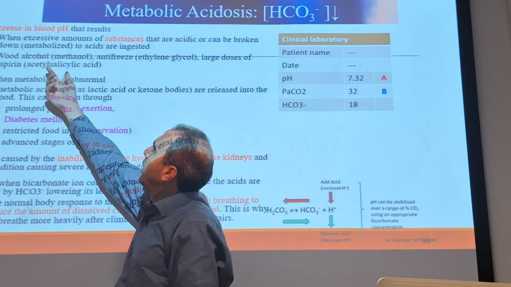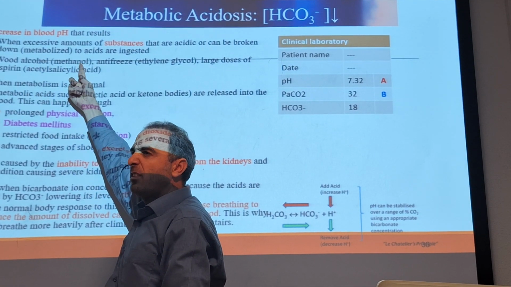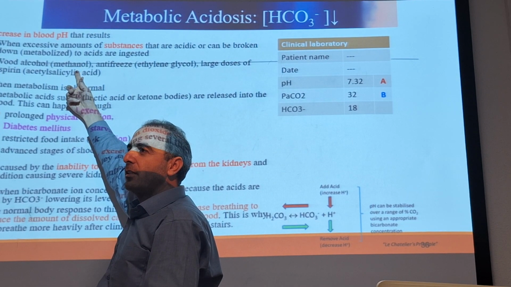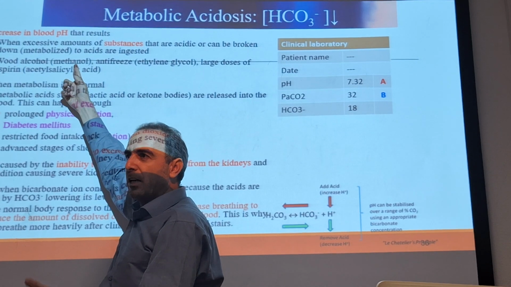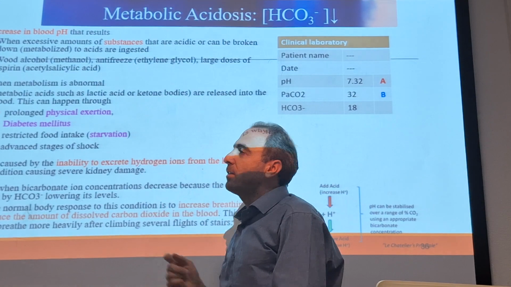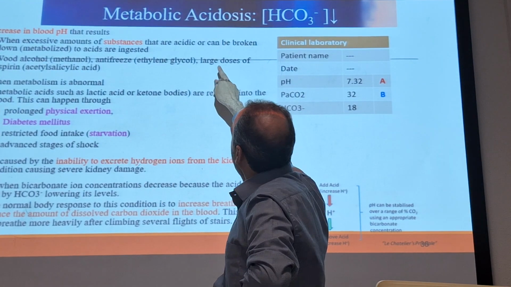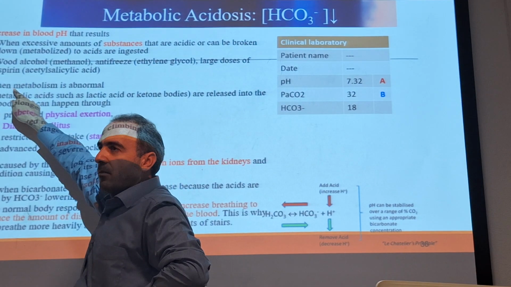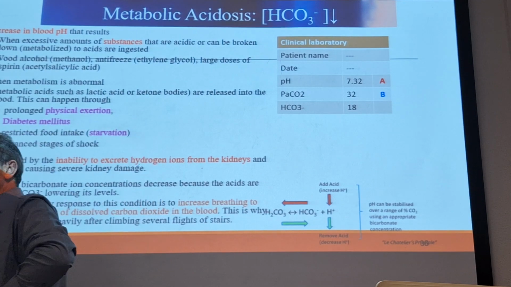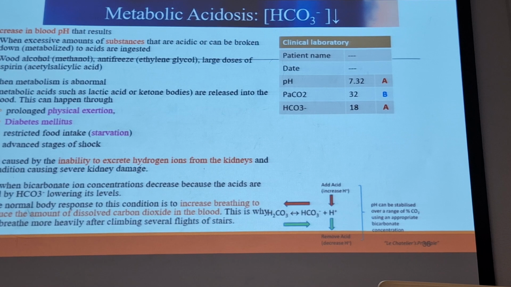For example, people who use wood alcohol, methanol. It's so dangerous because it leads to a decrease in the blood pH and leads to death. Antifreeze, ethylene glycol, is also a very dangerous compound. A large dose of aspirin, acetylsalicylic acid, also leads to death. All of these situations are so dangerous.